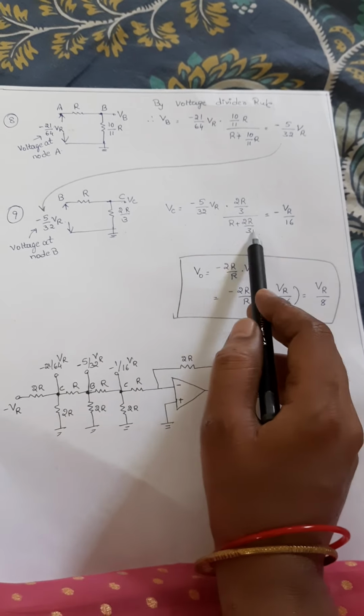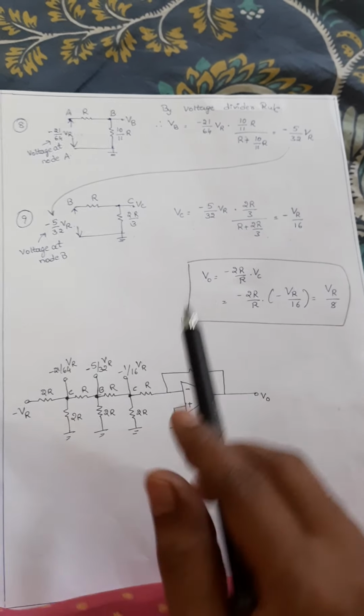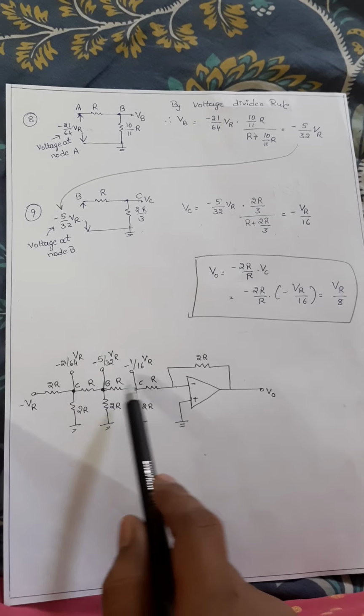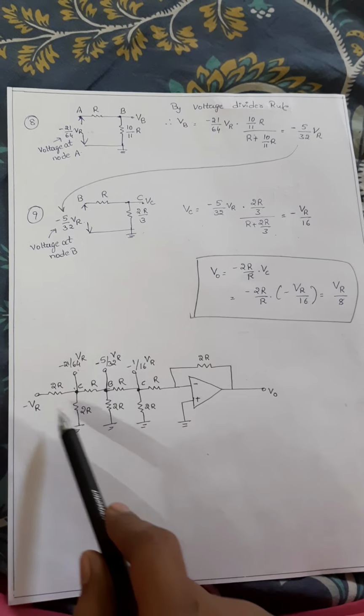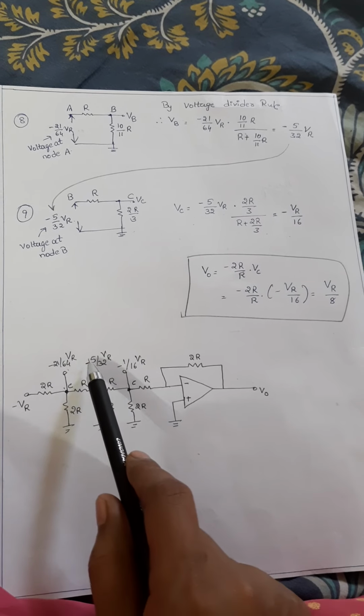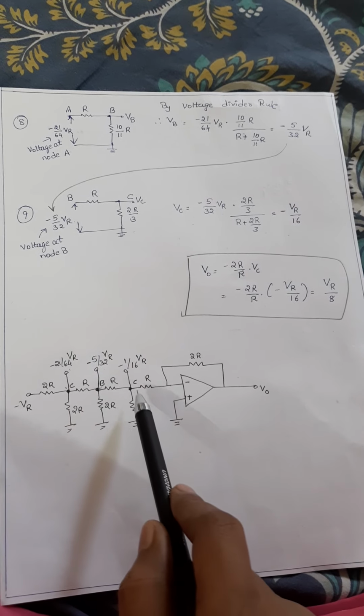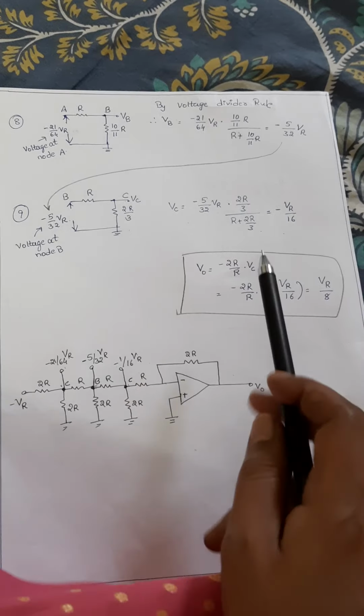So we got the voltages across VA, VB and VC. See how I wrote here. Voltage across node A is minus 21 by 64 VR. Voltage across node B is minus 5 by 32 VR. Voltage across node C is minus 1 by 16 VR.